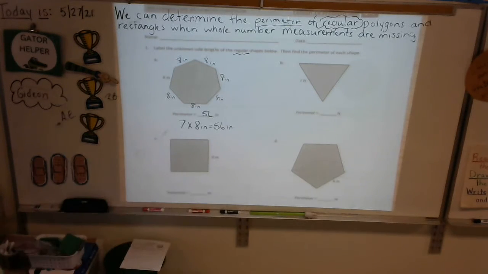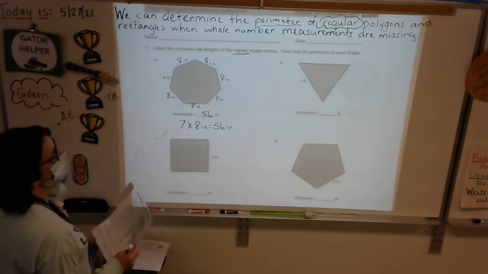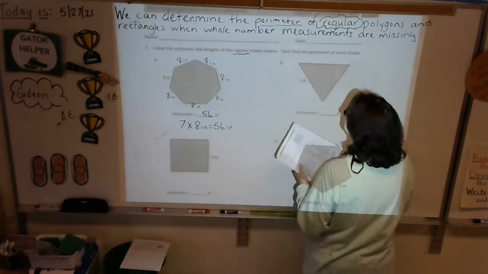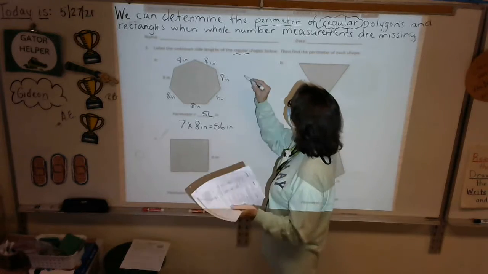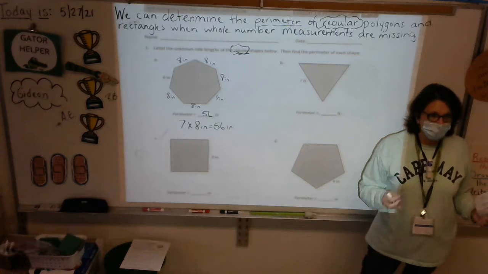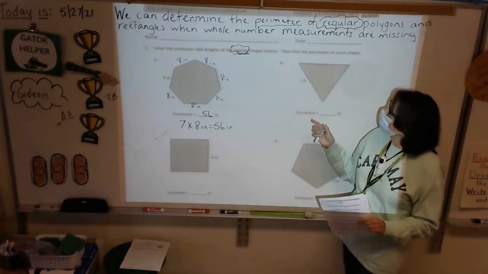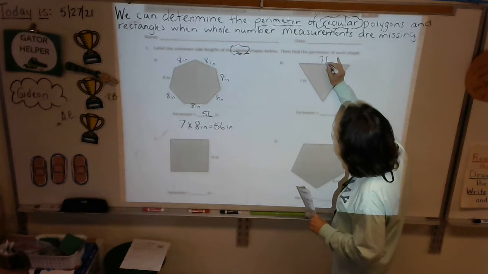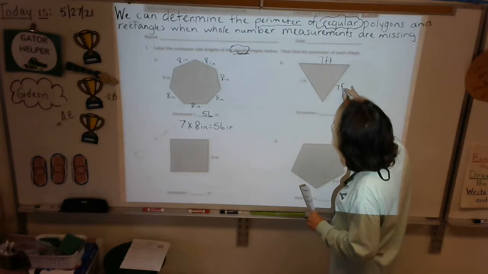Yes? Nope, you don't need one because they told us they're all regular. I'm glad you asked that though. So Eli said, can I have a ruler? But we don't need one because they told us the shapes are all regular shapes, which means all the sides are equal. Okay? So I'm going to go ahead and do mine up here too. If I see one side is 7 feet, I know the other sides are 7 feet.